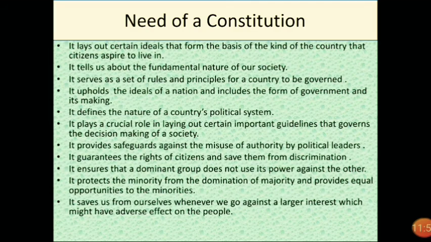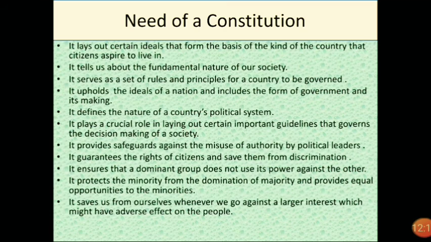The Constitution is the safeguard. It protects the minority from the domination of a majority and provides equal opportunity to the minorities. So equal opportunity, equality before law, all are given in the Constitution. The Constitution protects and saves the minority from domination.